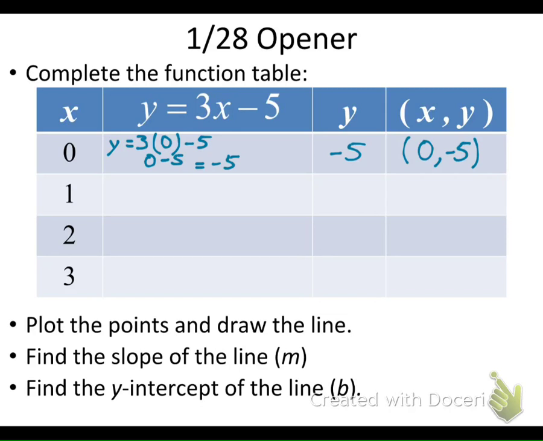Kaylon, do you want to help me with the second one? You do 3, parentheses, 1, parentheses, negative 5. And what's 3 times 1? 3. What's 3 minus 5? Negative 2. Yep. So then I'm going to put my negative 2 under the y column. And then what's my ordered pair look like?